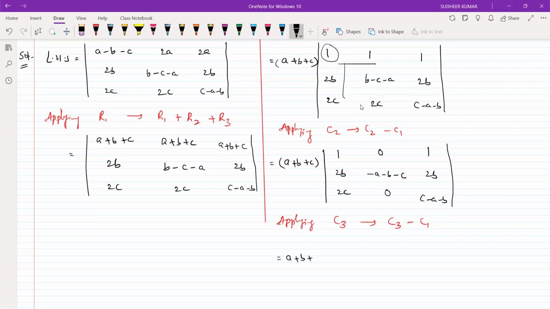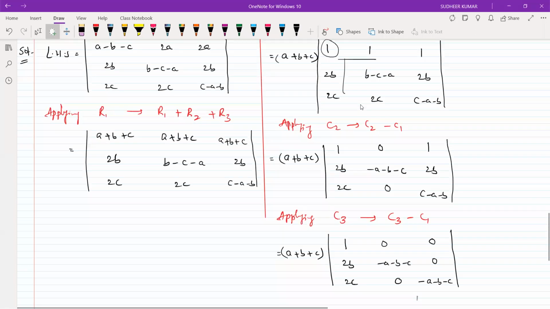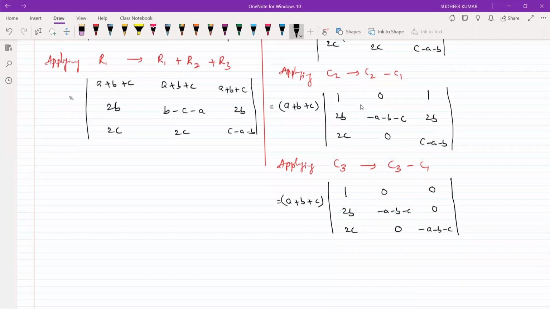Yes, sir. So this is A plus B plus C times of 1, 2B, 2C. This is 0, minus A, minus B, minus C. This is also 0. 1 minus 1, 0. 2B minus 2B is also 0. C minus A minus B minus 2C, again we get minus A minus B minus C. Isn't it? Yes, sir. Next, if you want to write, we can take minus common, A plus B plus C. Here also take minus common, A plus B plus C.